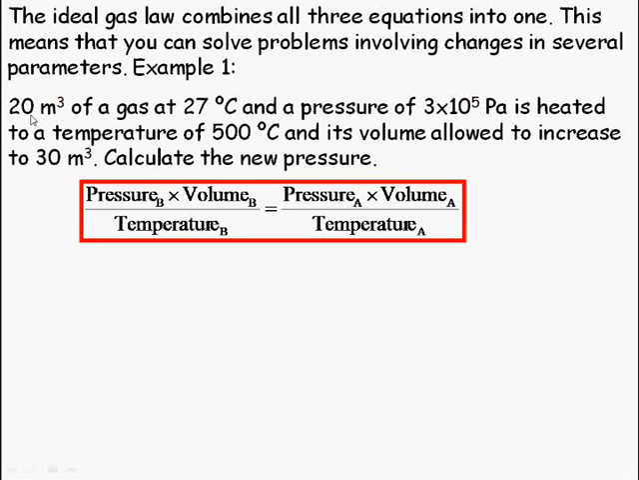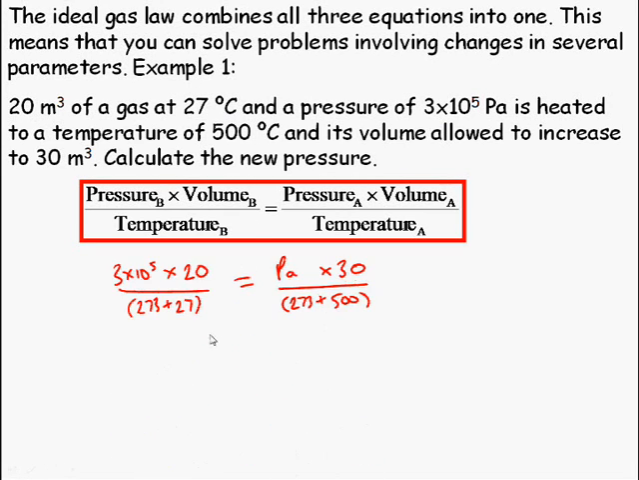We've got an initial volume, 20 meters cubed, at an initial temperature. So this is volume before, temperature before, and pressure before. It's heated to a new temperature, and its volume is allowed to increase to 30 meters cubed. So we've got a new temperature and new volume, and we've been asked to calculate the new pressure. We've got all the numbers we need apart from one, which is the one we're going to have to calculate. Notice as well that the temperatures are in degrees Celsius. We'll have to convert those to Kelvin, so add 273 to them to convert them to Kelvin.